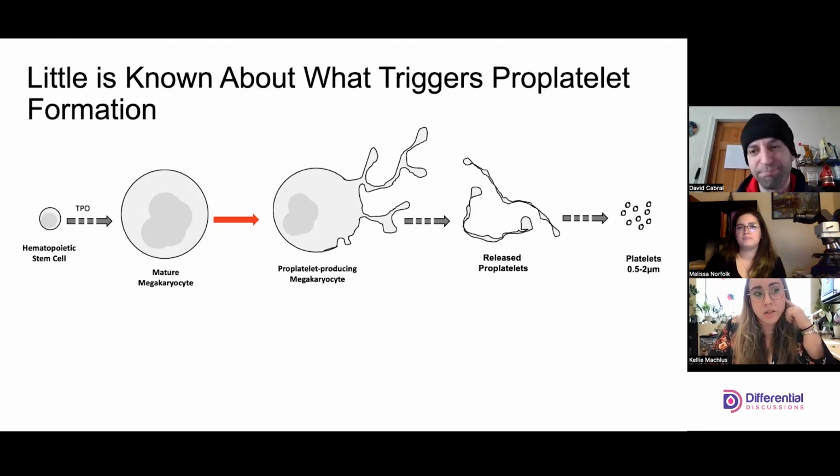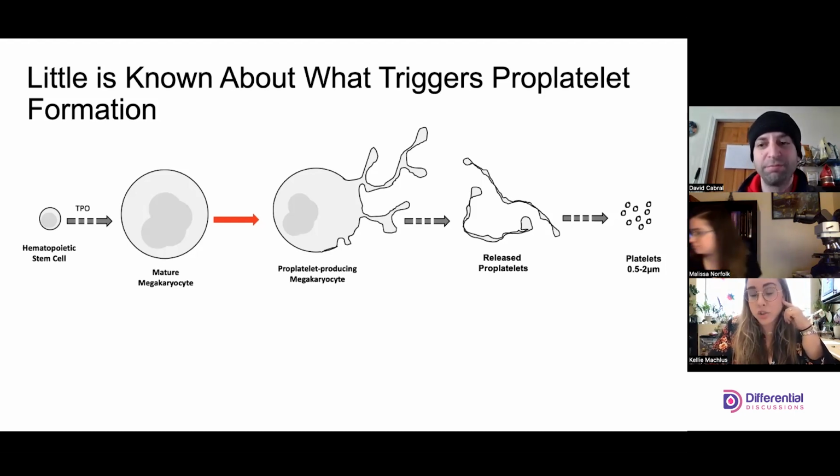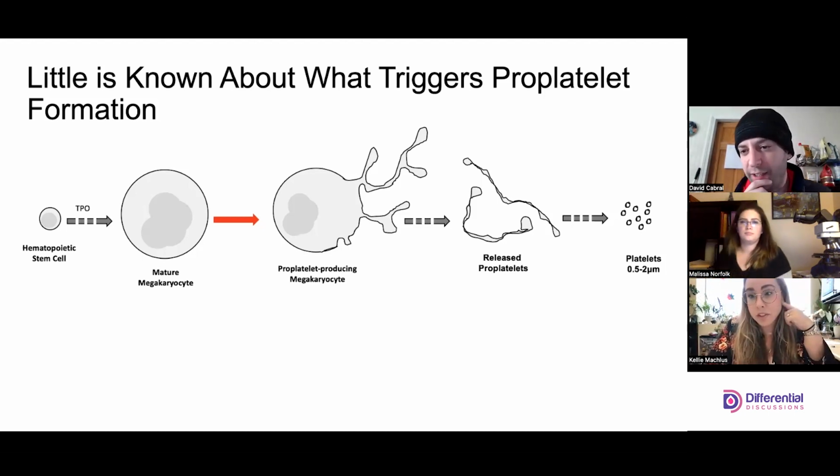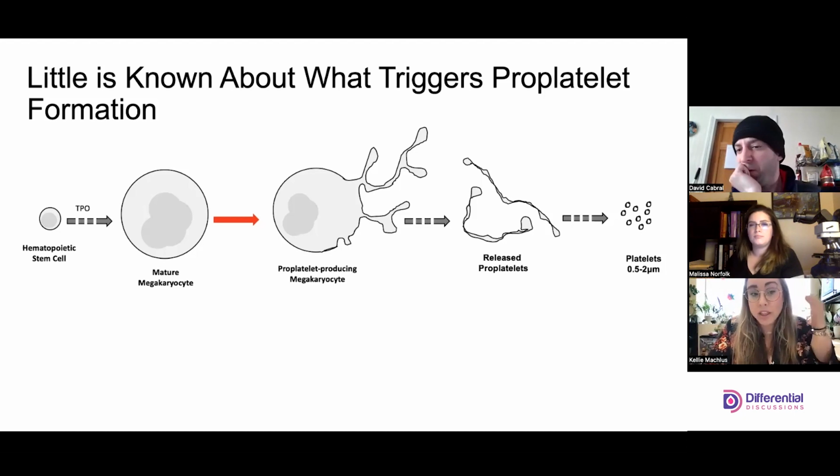Yet we have these mice downstairs that literally don't have TPO and they're alive and have platelets. It's weird. There's not many redundant mechanisms like this, right? I mean, there is something else. We just don't know what it is.